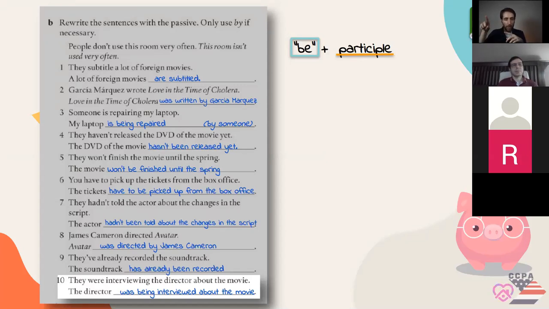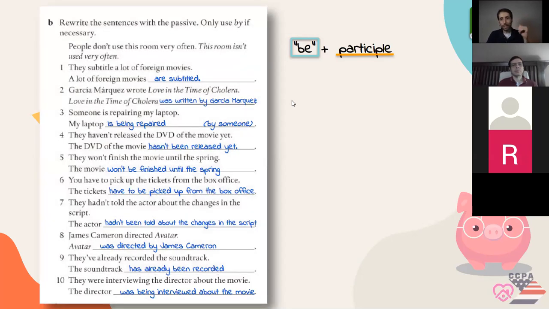So remember the one about my laptop is being repaired. That one was present continuous, right? Is being. Now we go with the past continuous. Was being. Alternatively, if it was plural, were being. Exactly. Fidel got it right. Was being about the movie is the ending. So there you have all of the answers one more time, to go through them.